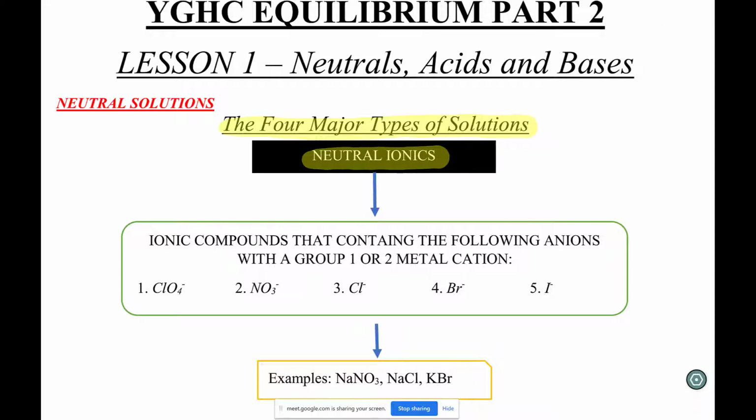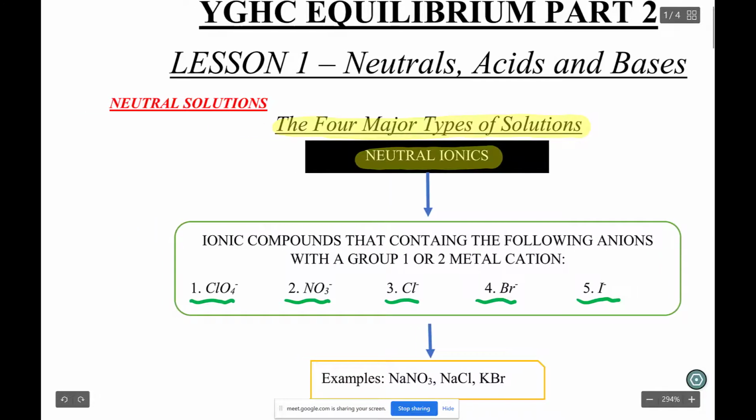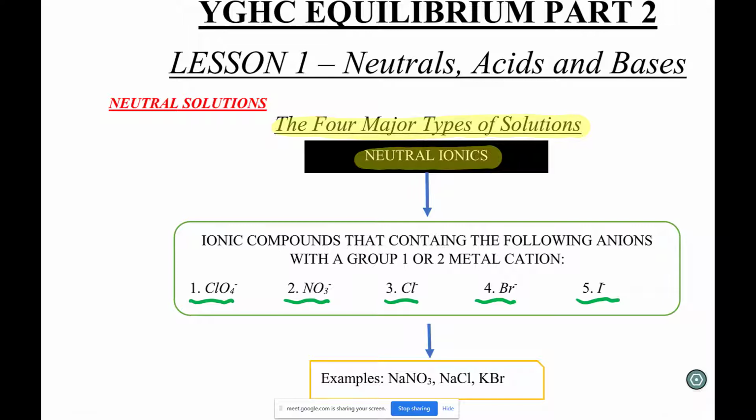So first of all, neutral ionic compounds are generally going to have one of 5 anions. So it could have perchlorate, nitrate, chloride, bromide, and iodide. Now, these 5 anions are actually what we call the conjugate bases of strong acids. Now, those are new terms to you, but let me write out the list of strong acids so that you can recognize that these have something to do with strong acids.